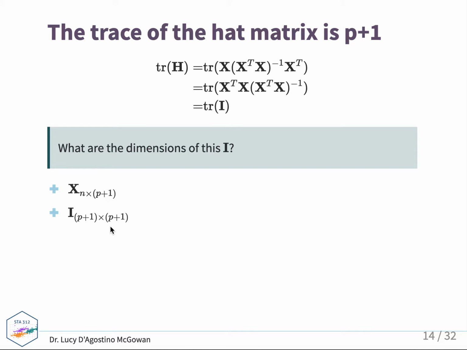So what does that mean for the trace? If you have p plus 1 rows and p plus 1 columns, then you have p plus 1 1s on the diagonal. If you add all those up, you end up getting p plus 1. So the trace of this identity matrix is equal to p plus 1. We're going to use that in just a minute, but I just thought we'd build up to this.